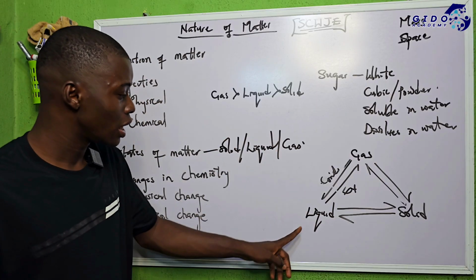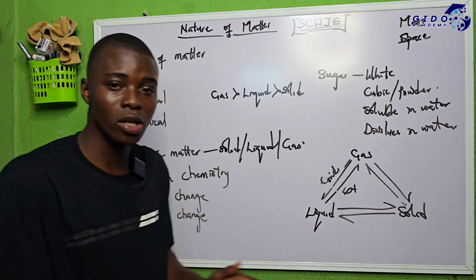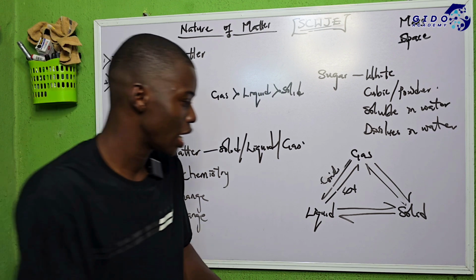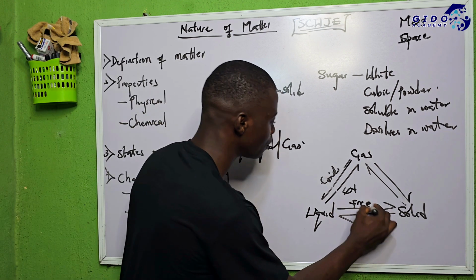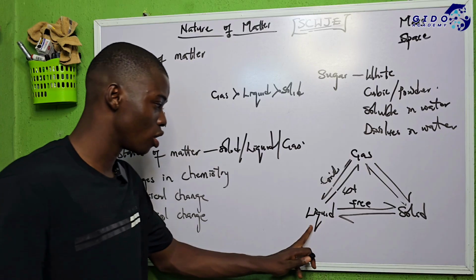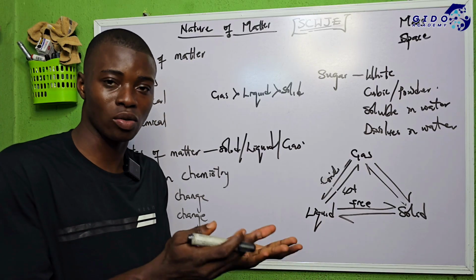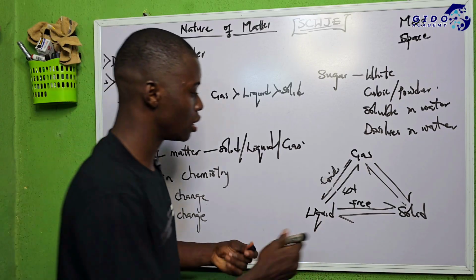Then liquid can actually turn to solid. If you put water in the fridge, it's going to freeze, and the process is called freezing. And solid can go back to liquid, like your ice can move back to normal water. Then it's called what?